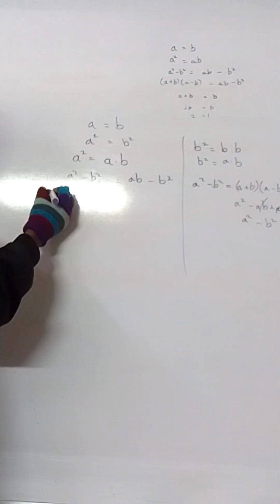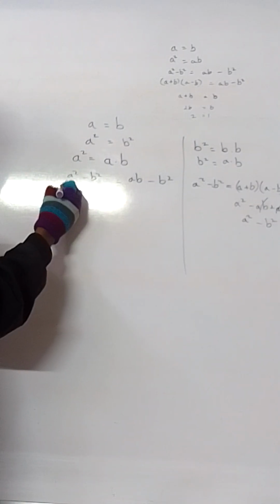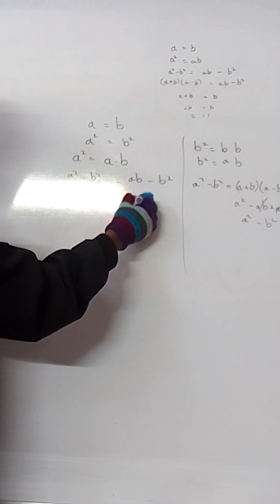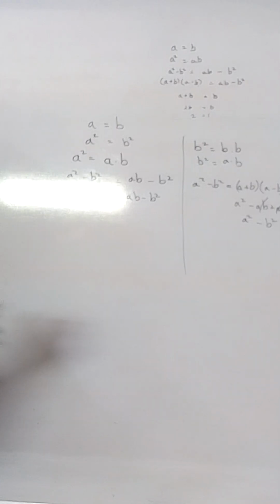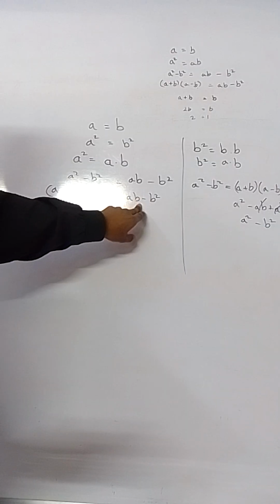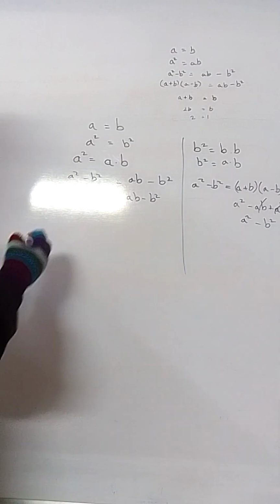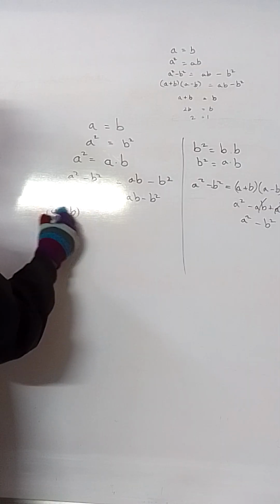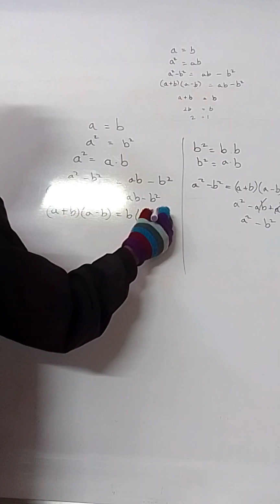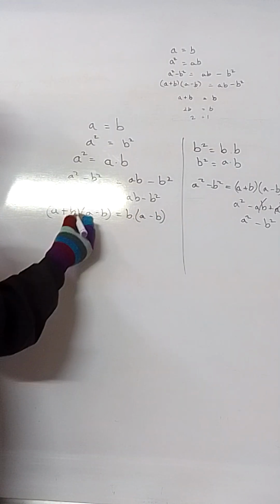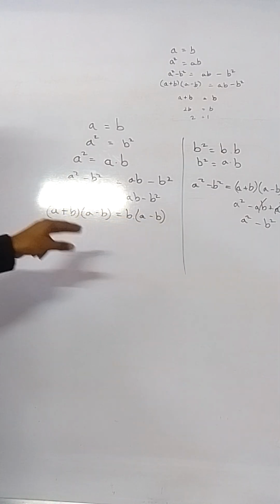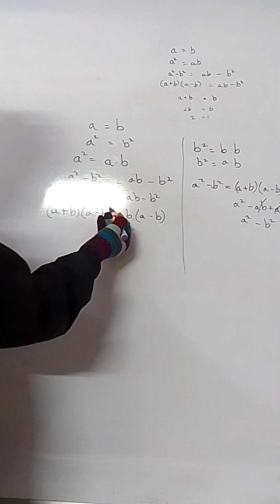So we can expand this. A plus B into A minus B is equal to AB minus B squared. So now everything's good. Now what I'm gonna do is take something common here. It's B. We can take B common here. So A plus B into A minus B is equal to, I'll take the B common, and it becomes this equation. A plus B into A minus B is equal to B into A minus B. Now something's common, A minus B, and we will just cancel it out.